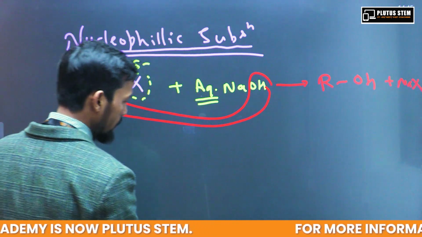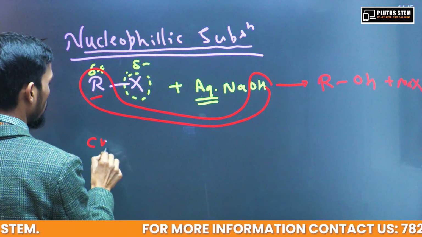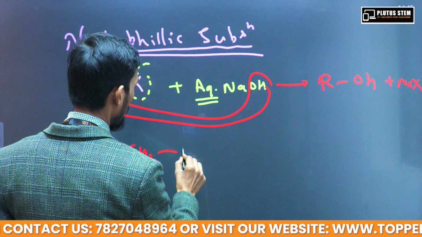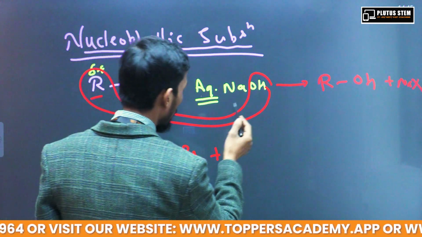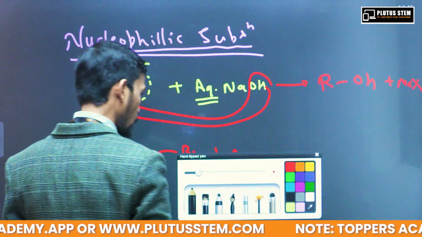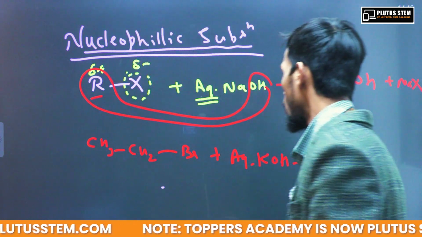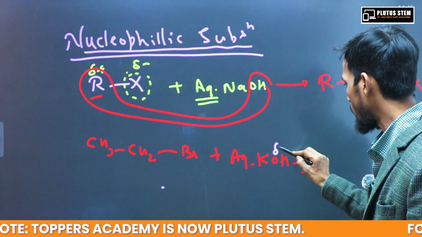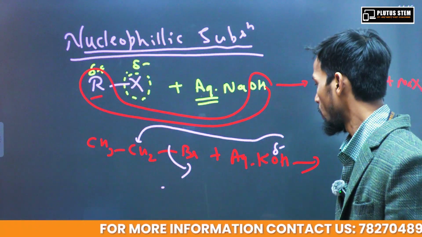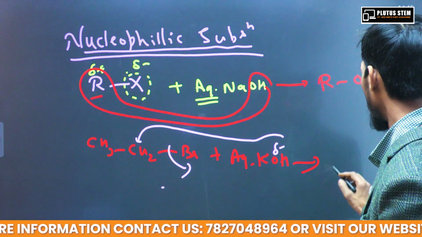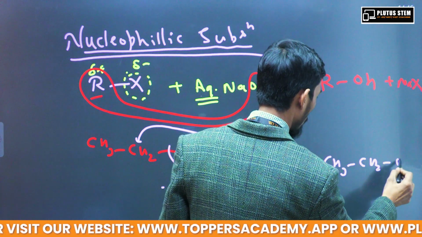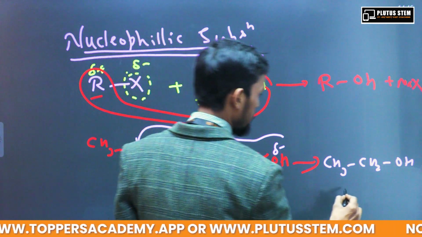If we have a reagent like CH3CH2Br, let's say, plus aqueous NaOH, or we can say aqueous KOH, anything we can take over here. What is going to happen? This OH negative will attack at this place, and the Br is going to leave from here. So the product which we are going to get is CH3CH2OH plus KBr.